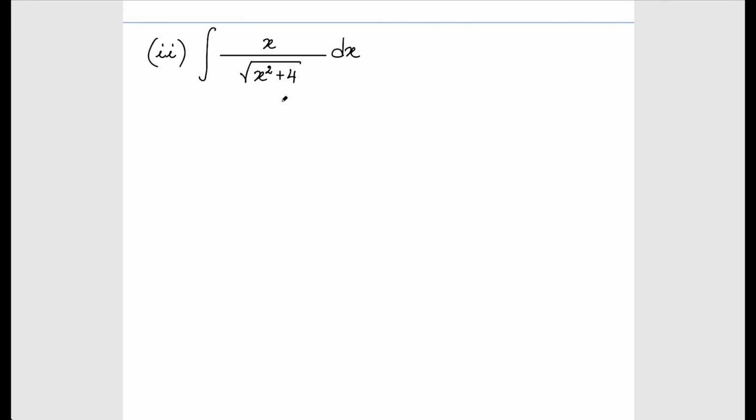So a direct substitution would make it simpler. So let's do that. So let u be x squared plus 4. This forces du to be twice x dx, which means half du is x dx, right?